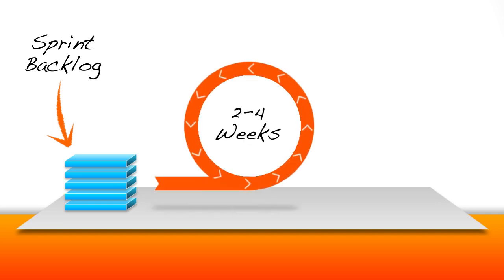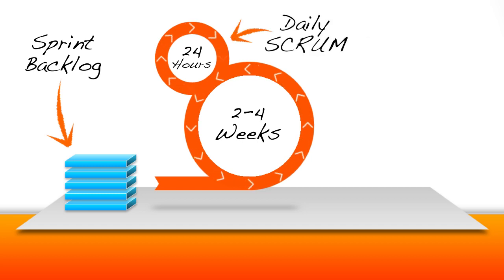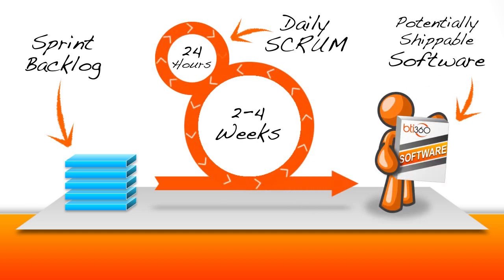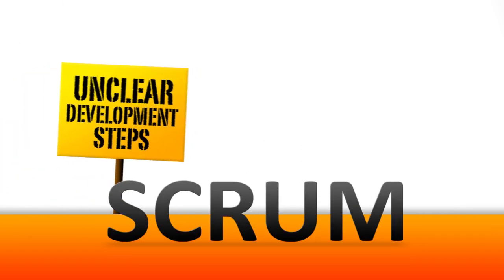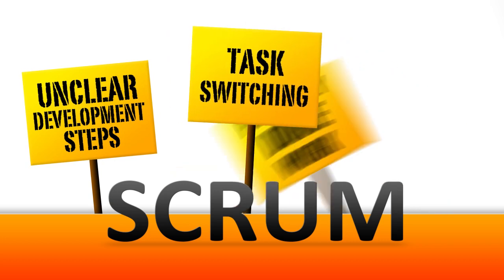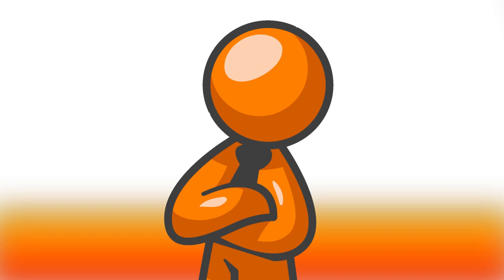The delivery team then plans and estimates this prioritized sprint backlog, and then begins the sprint. Throughout the sprint, a standing status meeting is held every day called the Daily Scrum. The delivery team continues this cycle until the sprint ends. Then the delivery team demos potentially shippable software to the product owner. So there you have it, Scrum in about 30 seconds. While Scrum is widely popular, there are some inefficiencies such as unclear development steps, task switching, and partially done work. Let's follow the Orange Man to see how Kanban addresses these inefficiencies.